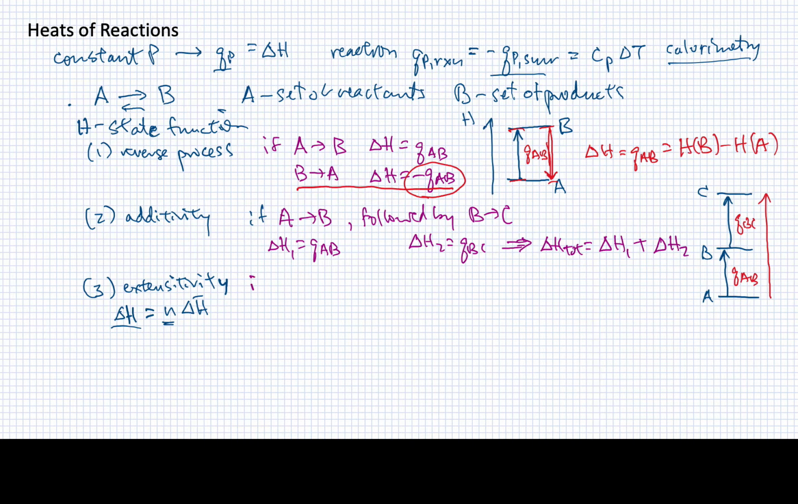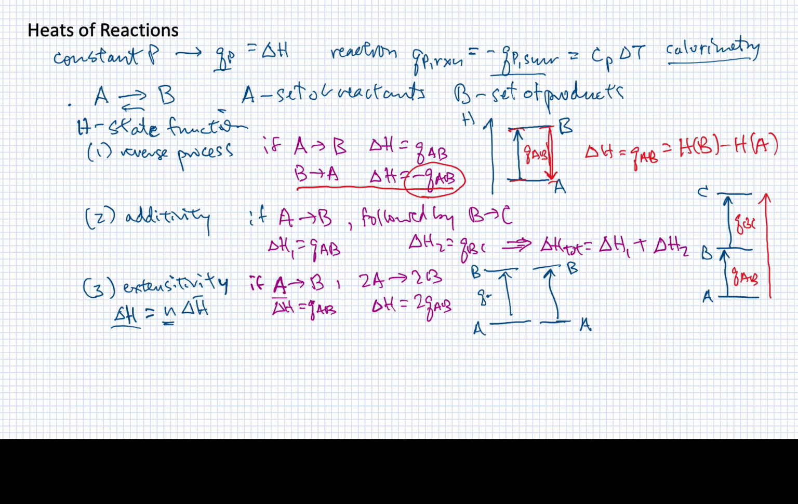I don't have a good diagram to write this sensibly, but I'll draw something that might drive this home. If I have basically one sample of A that goes to B and a second sample of A that also goes to B, and I run these separately, I'll generate QAB from this reaction, and I'll generate another QAB from this reaction. So the total heat that I've generated from running each of these would be the sum of the two. Basically add them together.